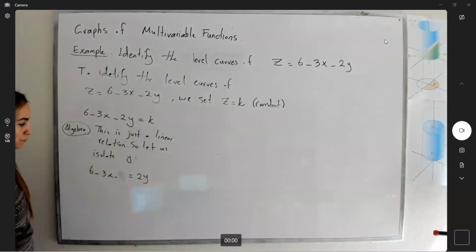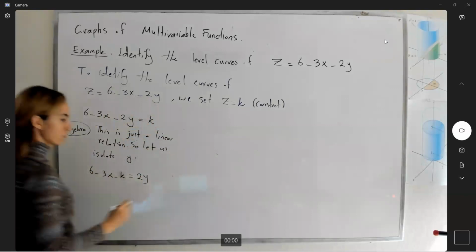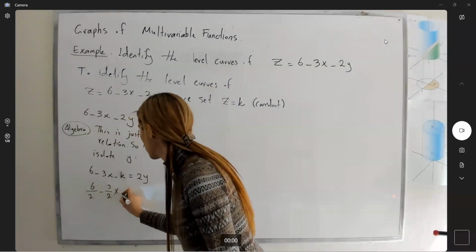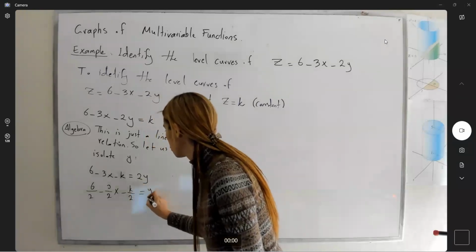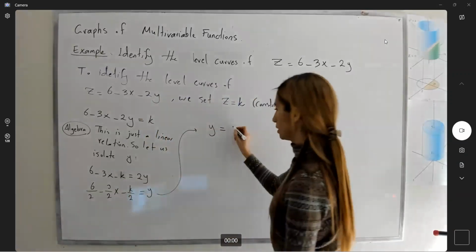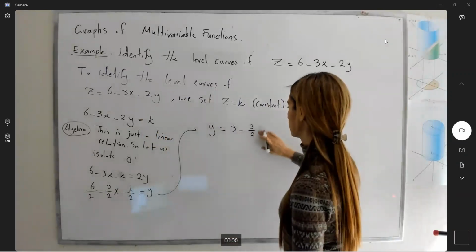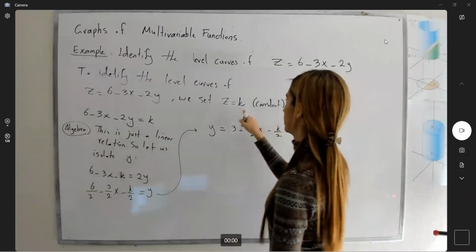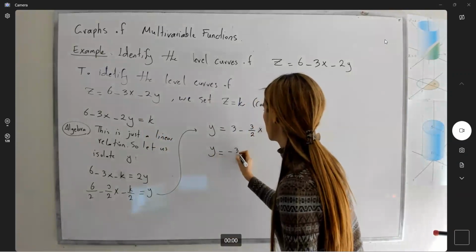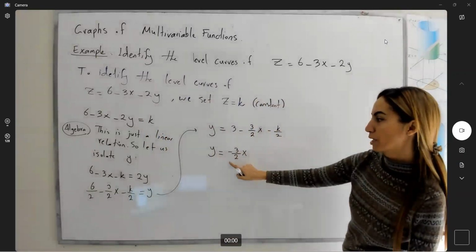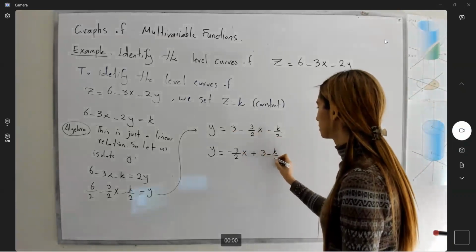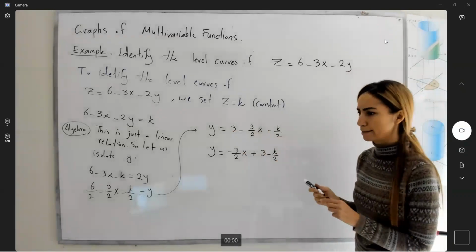Now, if I divide everything by 2, this is what I get: 6 divided by 2 minus 3 divided by 2 times x minus k divided by 2 equals y. So take a look at this. What do I see here? I see y as 3 minus 3 over 2 x, and then minus k divided by 2. Again, k is just a numerical value. You can write it in a nicer format: y is equal to negative 3 over 2 x, the slope, times x, plus a constant, 3 minus k divided by 2. Okay, this is just pure algebra.